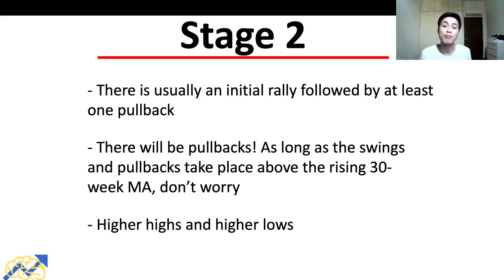So as long as the swings and pullbacks take place above the rising 30-week moving average, those swings and pullbacks are normal reactions. And in stage 2, we'll see prices forming higher lows and higher highs. And when prices form these higher lows and higher highs, that is how we determine that the trend of the stock is on an uptrend and in stage 2 of the market cycle.